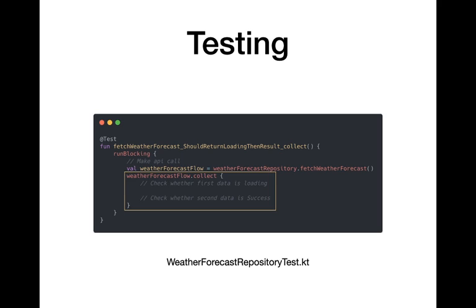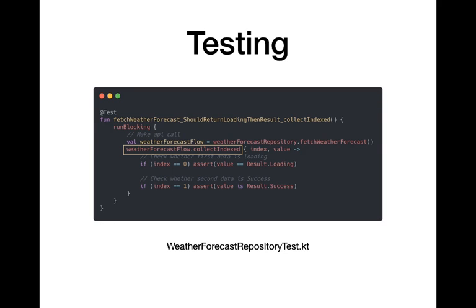And since we don't have an index here, we need to check if the first one is loading and the second one is a success value. So since we don't have an index in collect, let us use collectIndexed, which has both index and value inside. If you use this one, you can safely check if the first one is a loading result and the second one is a success result. So it's pretty cool, but we can do it more.